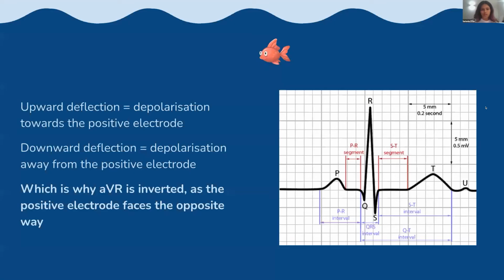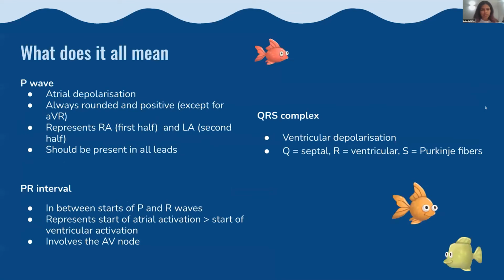Yeah. Then, just quickly, before we jump into all of this, have a quick look at the diagram beforehand of the P, Q, R, S, T and U waves as well, because now we're going to go into a little more detail on what all of this is. The P wave is the very first initial wave that you see in your whole set, and it represents atrial depolarization. It's always going to be a rounded wave and positive, except in AVR. It represents your right atrium in the first half, and then the left atrium in the second half of that P wave. It should be present in all of your leads.